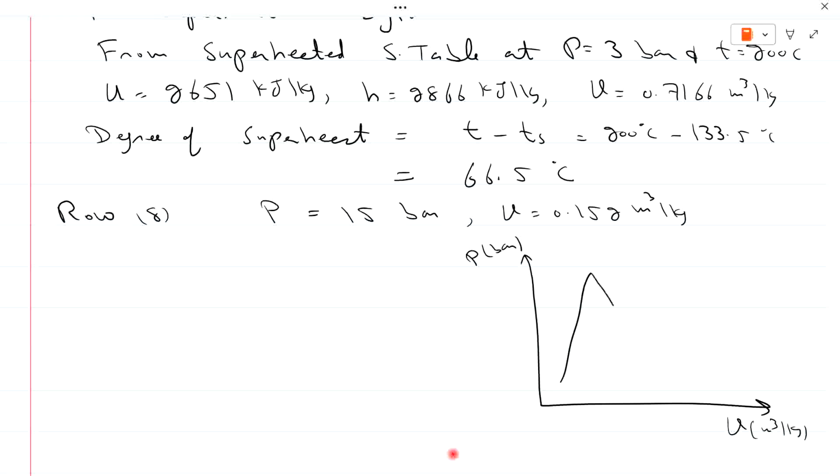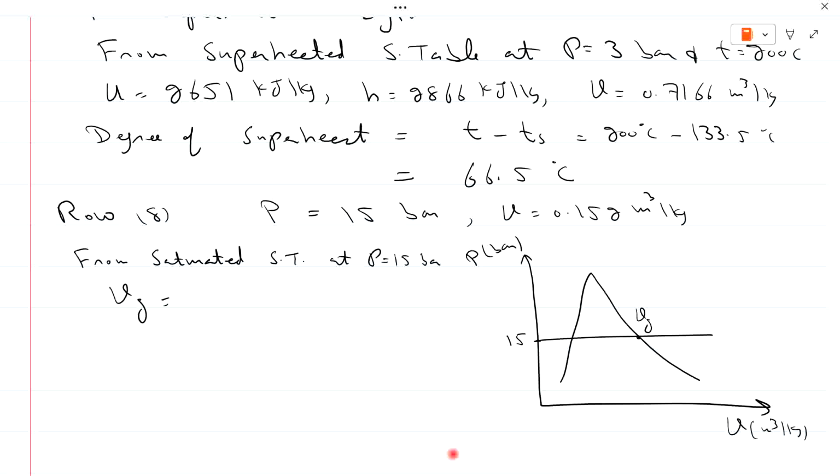This is the saturation curve. Pressure is 15 bar. This is the constant pressure line and this point is Vg. First we find this Vg point because V is given to us. So from the saturated steam table at pressure equal to 15 bar, Vg is equal to 0.1317 meter cube per kg.